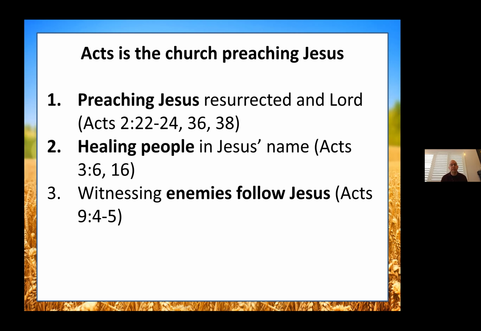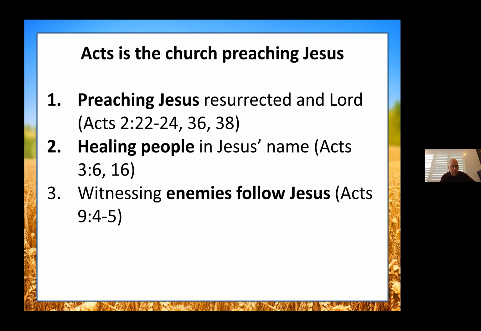And then in Acts chapter 9, we see that they witnessed many, many people, some of them enemies of God, turning and following Jesus as a result of this preaching. Let's look at Acts chapter 9 just for a moment. It's the first of several accounts of Saul's conversion, Saul who became Paul.